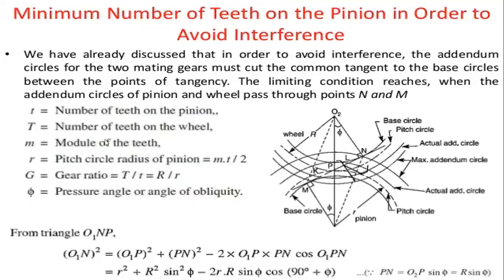Then we have to take PN as O2P sin theta, that is, PN length is O2P sin theta, that is R sin phi.